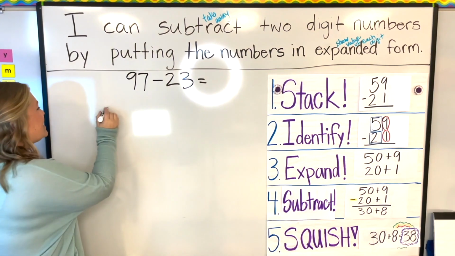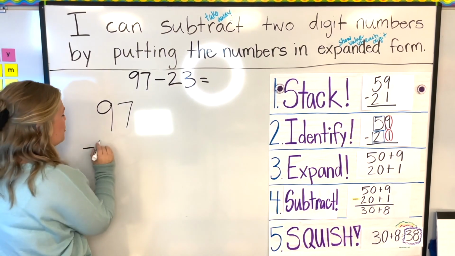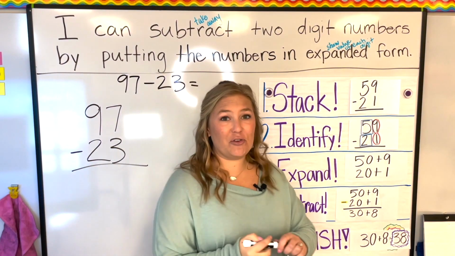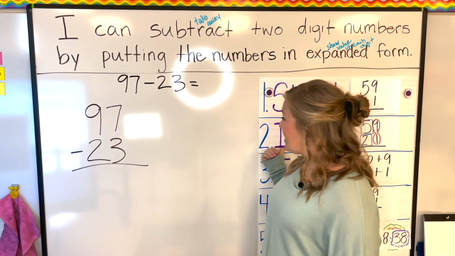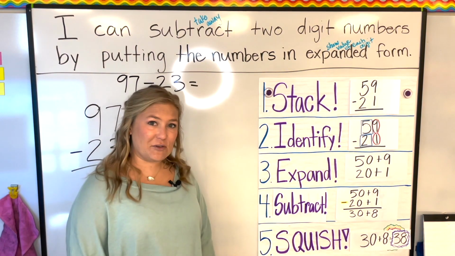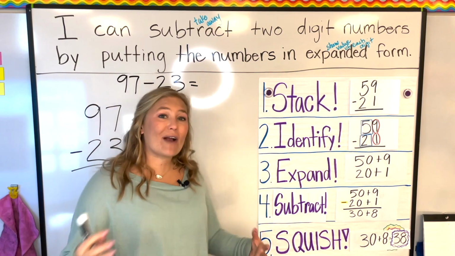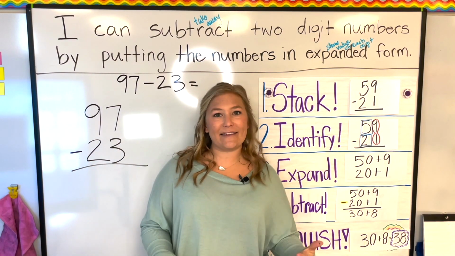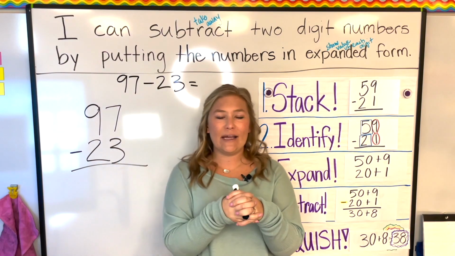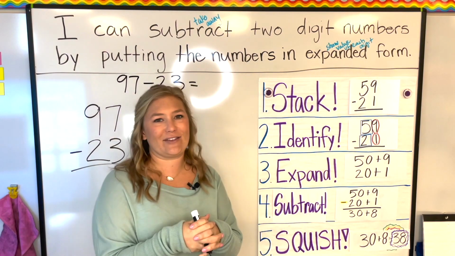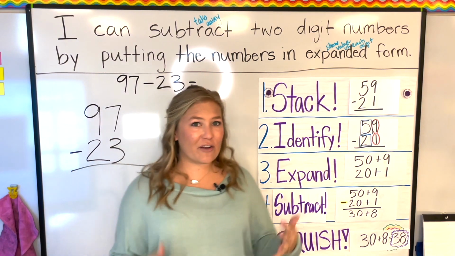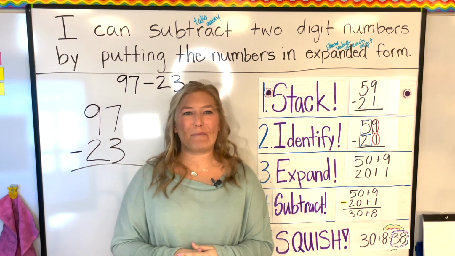My first step is to stack it up. You guys probably already had that on your paper. Now I want you to see if you can go ahead and identify the tens and the ones place, expand the two numbers, subtract first the ones, then the tens, and then squish your expanded form answer into your final answer. All right, I think you guys can do it. You've got to figure out how many sunny days we had in summer.